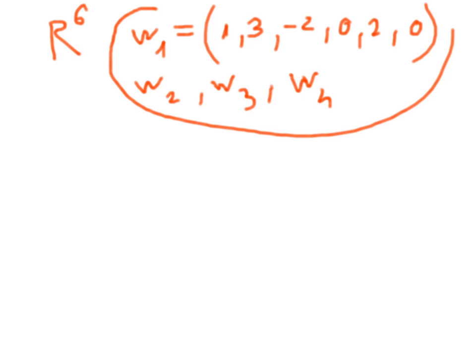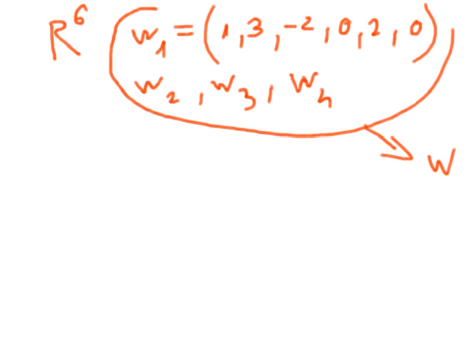Now, as you can see, each one of these vectors has 6 components because it's a vector that lives in R6, and they create a new subspace in which every vector can be defined as a linear combination of W1, W2, W3, and W4. Now the question asks you, find a basis for the orthogonal complement of W.